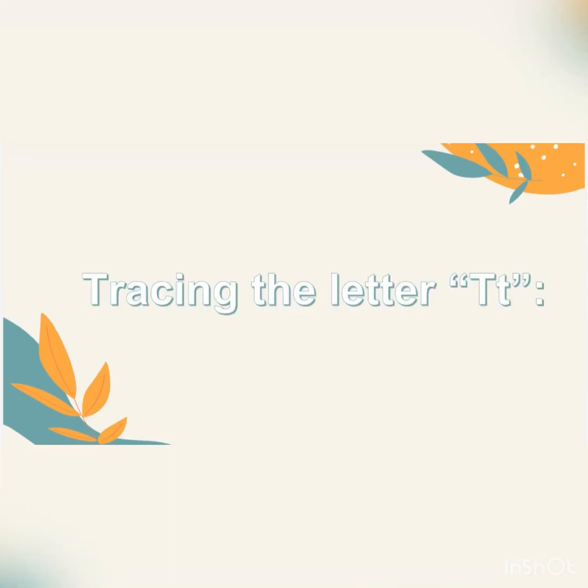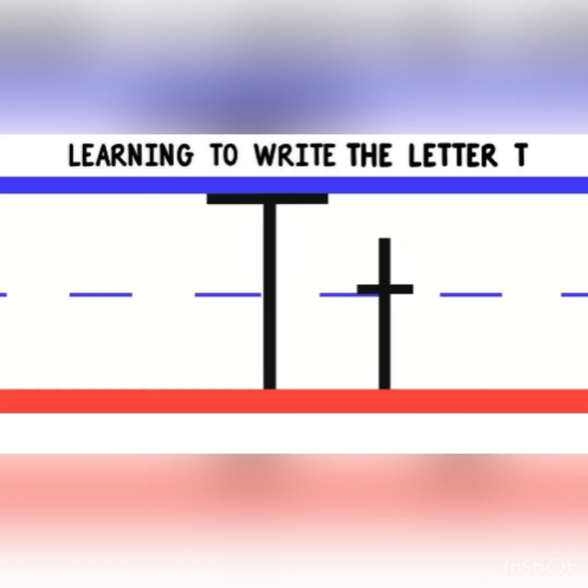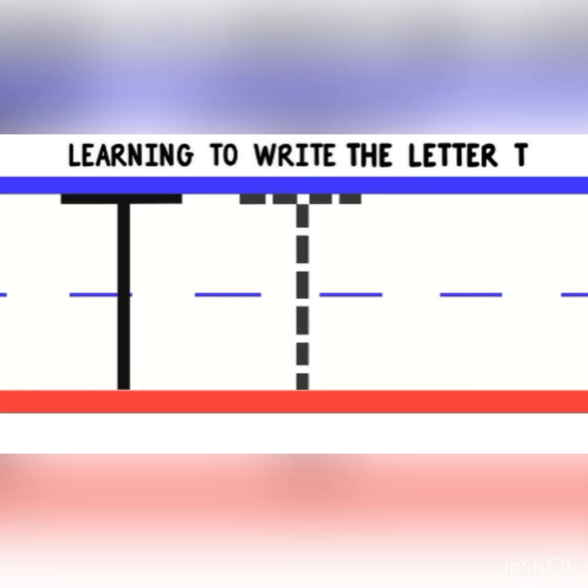Let's watch this video to learn how we trace the letter T. Welcome to the classroom. Let's learn how to write the letter T. T as in tiger. We'll start with uppercase or big T. To write uppercase T, we'll start at the top and do a straight line down. Then we'll go back up and do a line across the top. Good job! Let's do that again.